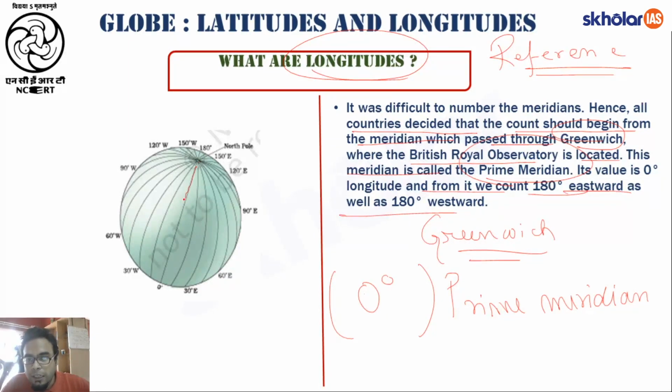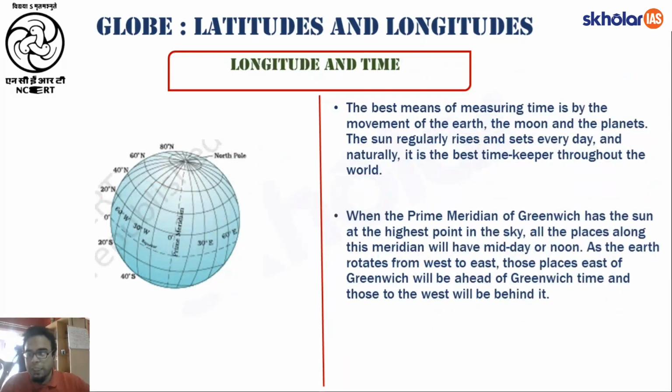So this is the prime meridian passing through Greenwich, and this is considered to be your 0 degree. From 0 degree, we can either move to the east or we can move to the west up to 180 degrees here and 180 degrees here, completing 360 degrees, right? So this is about your longitude.